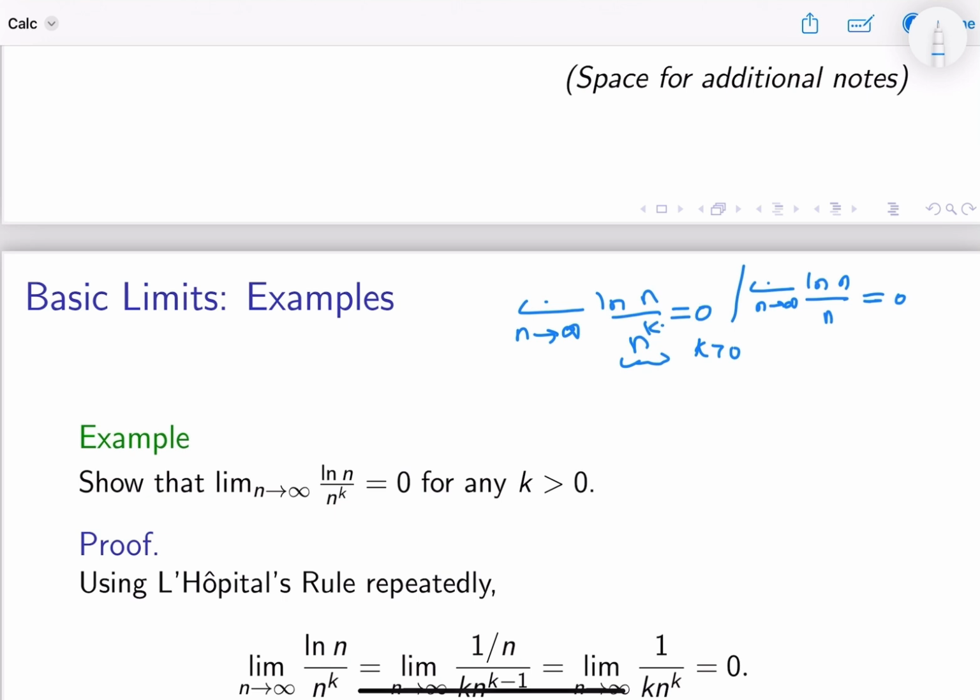Because remember, we can't just do things by intuition here. We have to prove things. Why is it 0? Well, just recall, we're interested in a limit of a ratio of functions, right? We're interested in the limit as x goes to infinity of log of x over x to the k.